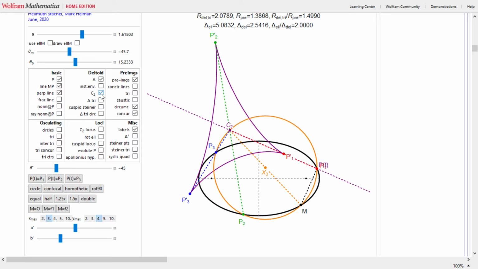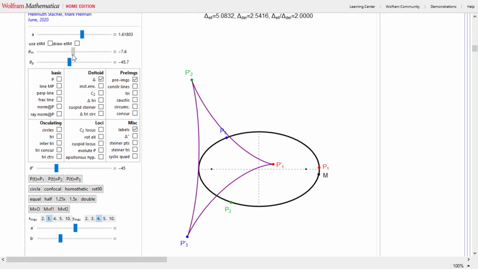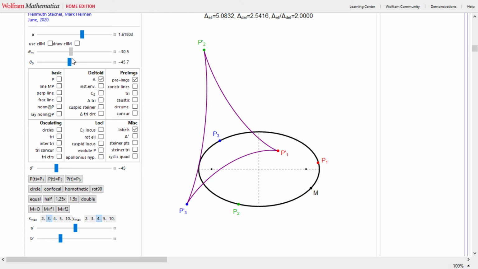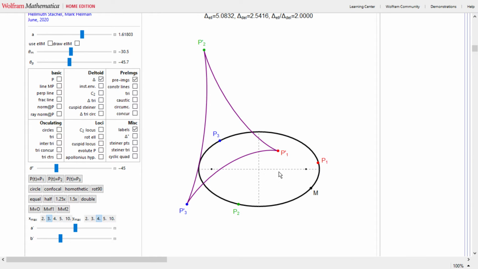What I want to cover here is a related topic or related phenomenon. Let's move P out of the way. So this is just a construction line that is always tangent to the deltoid. I'm going to remove it. Now we're just going to focus on this family of constant area deltoids. As I vary M, the deltoid moves around, but its area is constant, and the three preimages are also slid around on the ellipse.